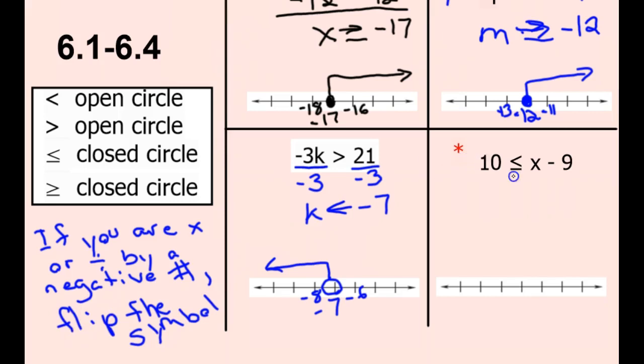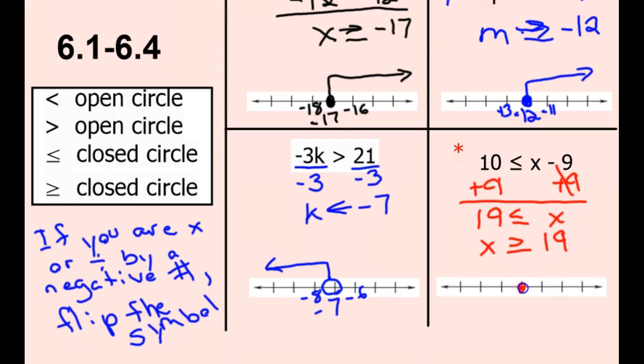Last problem on this side, we need to get x by itself, so we need to add 9 to both sides. What we're left with is 19 is less than or equal to x. Now we need to get the variable on the left side, so we need to flip the whole problem. X is now going to be greater than or equal to 19. So if the variable's on the right, flip the whole problem.